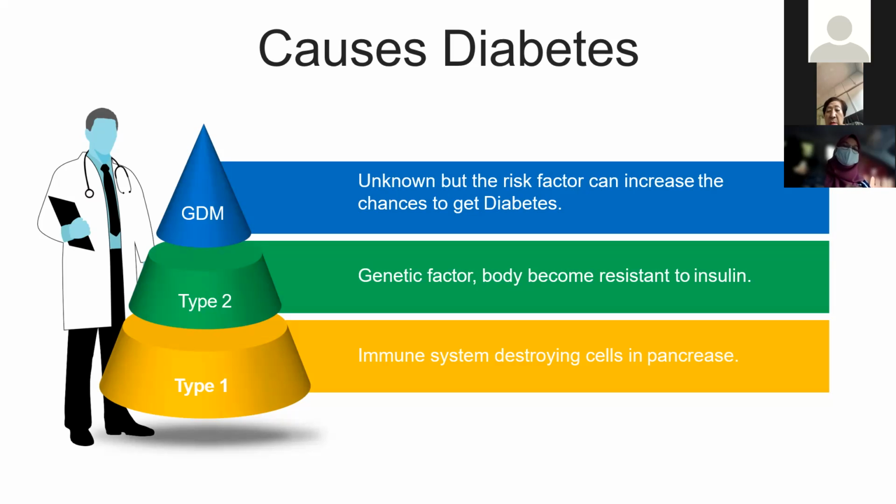And the last one, type 1, which is your immune system destroying the cells in the pancreas. Remember the pancreas I mentioned just now? The pancreas produces insulin. Okay, for type 1, usually the cells inside the pancreas are already destroyed. So that's why you have type 1. That's why among children we also have this kind of diabetes.